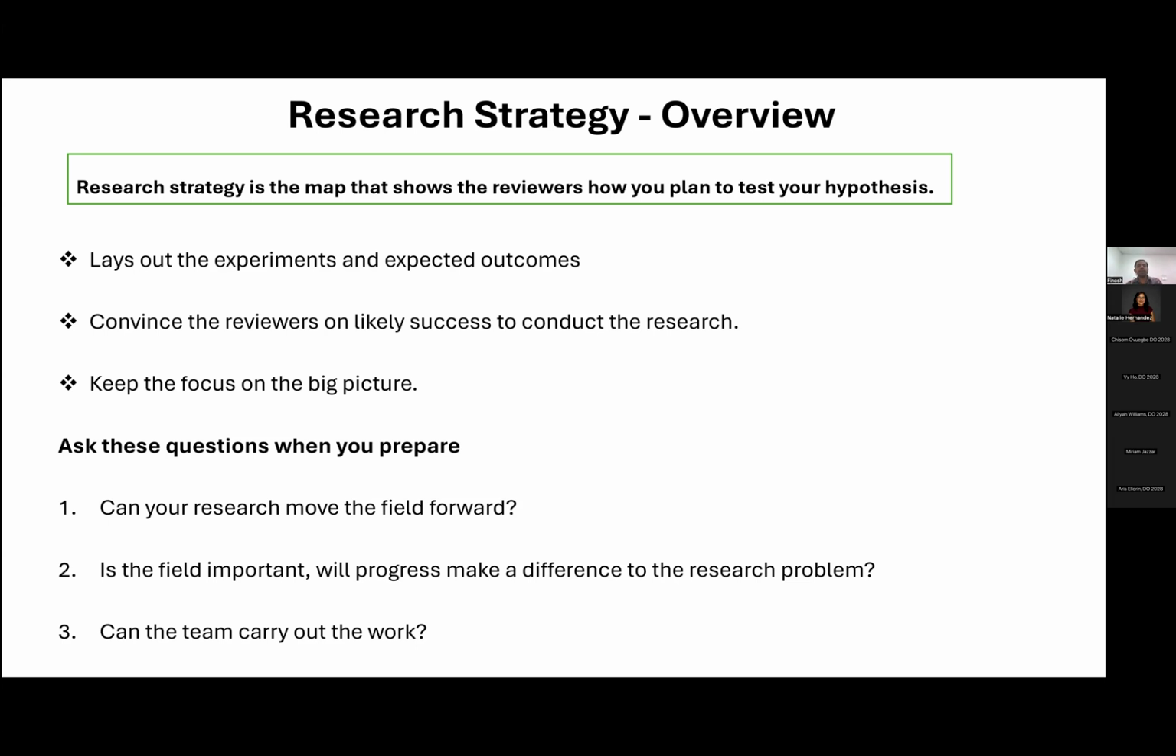In your research strategy, you need to lay out the experiments as well as the anticipated outcome. Our primary goal is to convince our reviewer how likely our research is going to be successful and give a very broad overview of that. And always ask these questions when you articulate your research strategy. Before you put each and every statement, ask this: can this research move the field forward? Then, is this field important? That means whether our approach is going to make any difference in the field, whether we can move the field further forward.